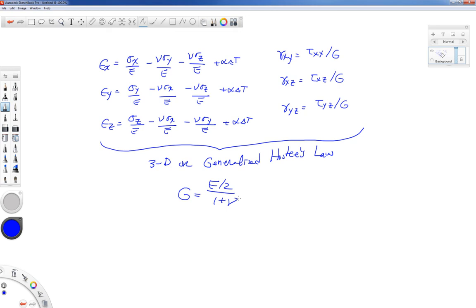One last thing that you can do with these is once you know strains, we can always go back and relate that to changes in lengths. So if you had a plate, you can say that the change in length in the x direction divided by the original length in the x direction is the strain epsilon x. And you can find final dimensions of a plate, or you can find changes in dimension by rearranging these formulas.